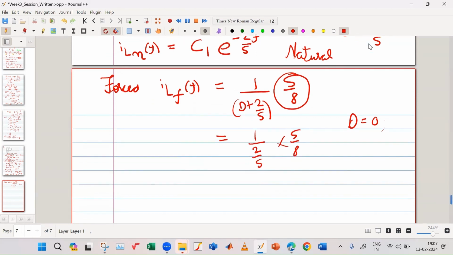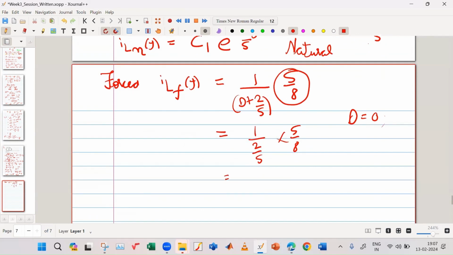That comes out to be, so what happens? This 5 goes to the numerator, so it becomes 5 into 5 divided by 2 into 8. So this becomes equal to 25 upon 16. So don't mess up what goes in the numerator and what goes in the denominator. Sometimes we make mistakes in these fundamentals. That's why I'm writing very slowly.